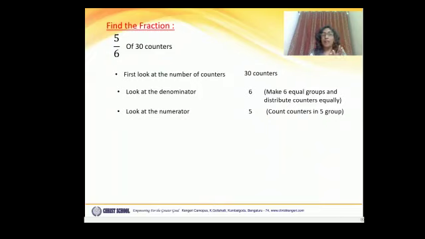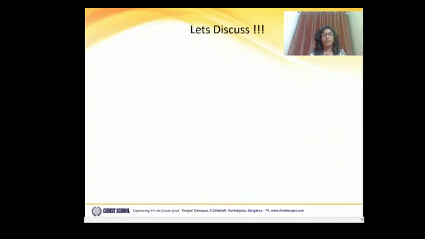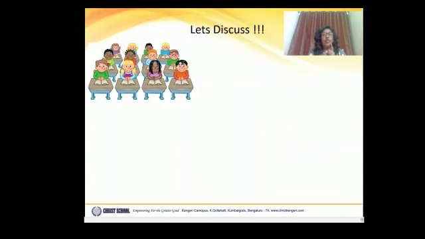So I have given you the fraction. I have given you the steps to follow. So following the steps, you have to solve the fraction. Now let's discuss. You need to maintain attention. What were your answers? How did you solve?